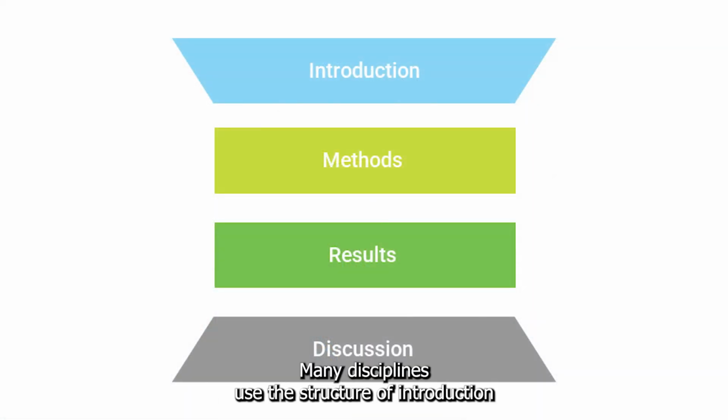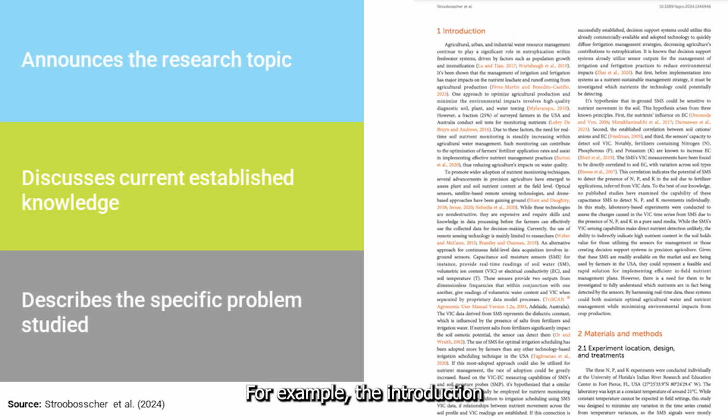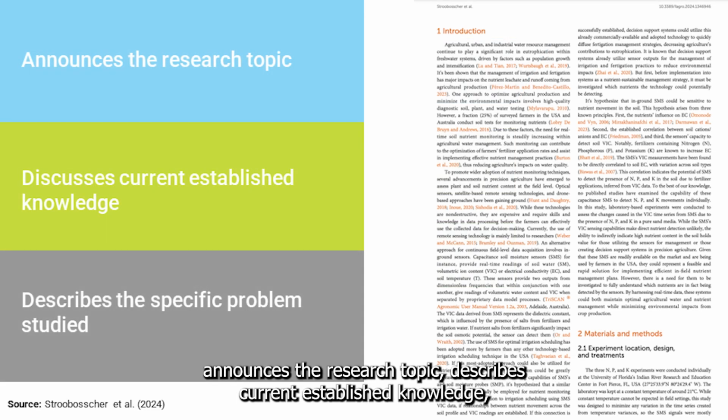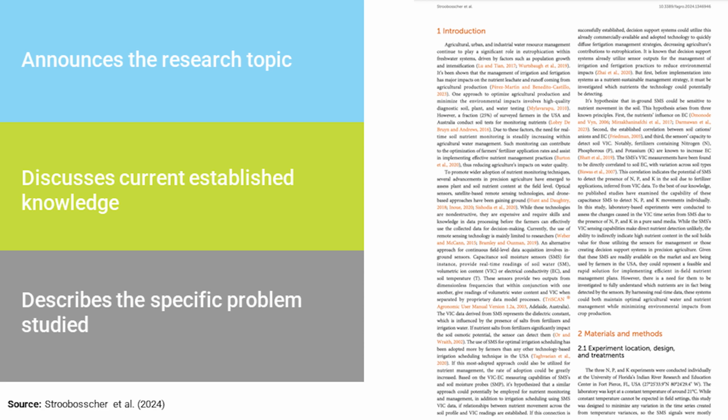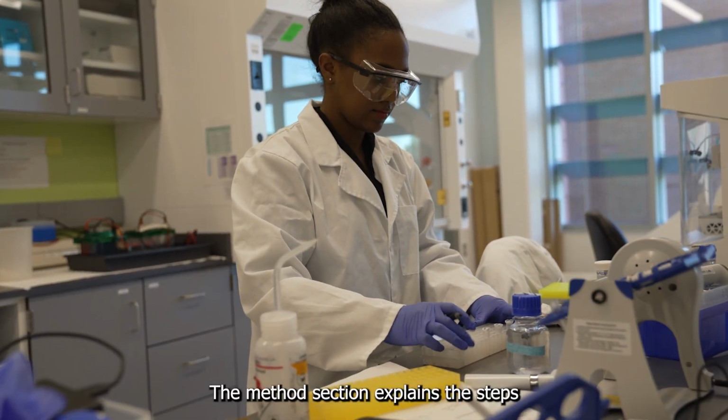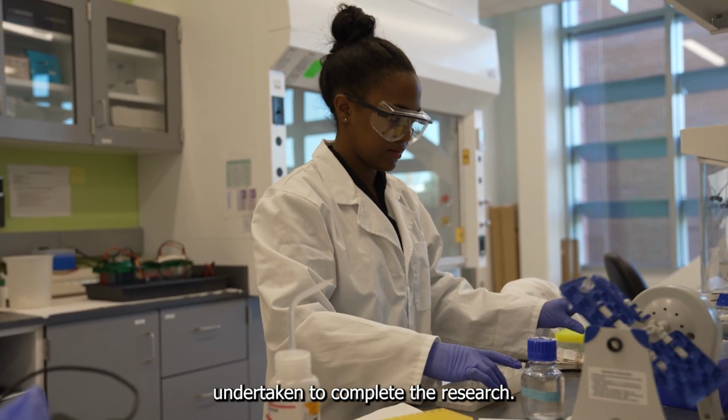Another difference in conventions between fields is the structure published writing takes. In STEM fields, many disciplines use the structure of introduction, methods, results, and discussion, commonly referred to as IMRAD, to organize the content of their article. This approach reflects the empirical nature of their research. The purposeful headings describe the functional content of the sections. For example, the introduction announces the research topic, describes current established knowledge, and describes the specific problem studied. The methods section explains the steps undertaken to complete the research.